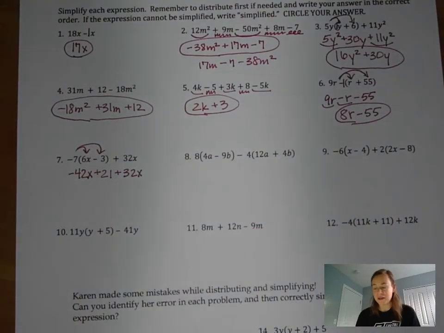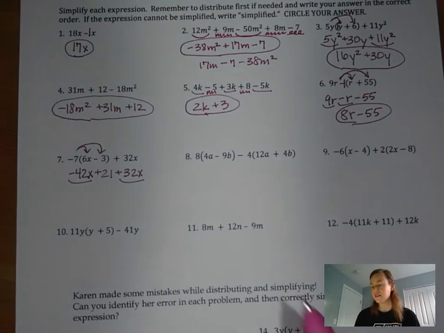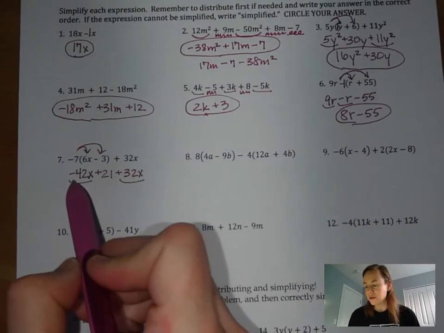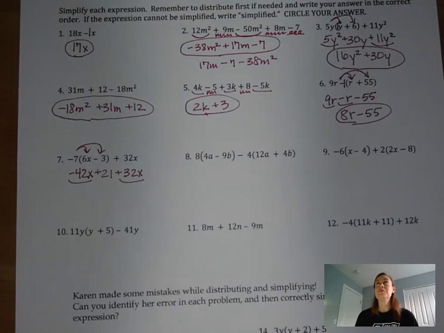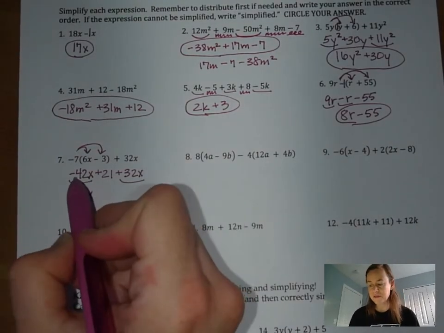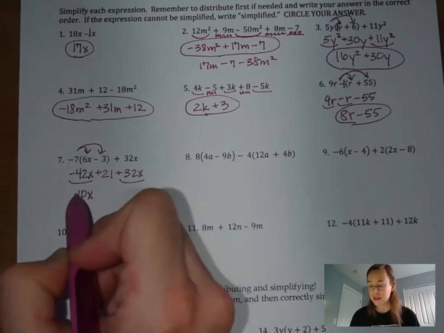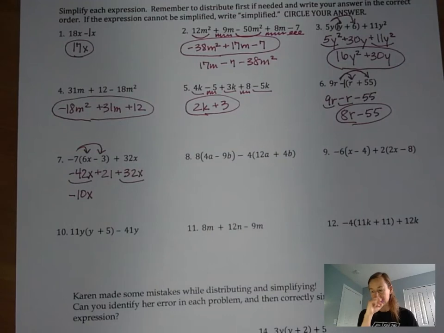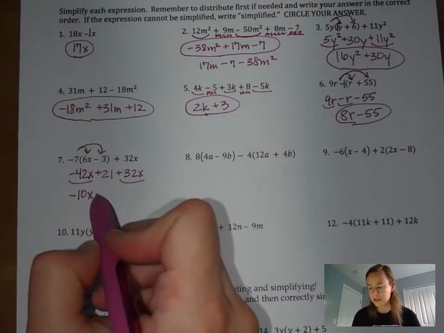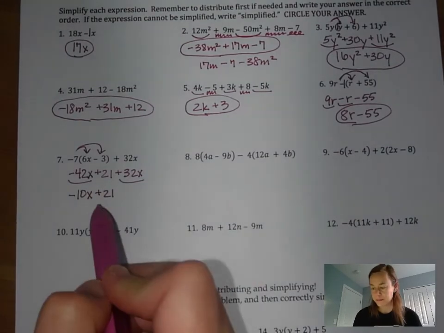Okay, now it's time to simplify. So we have a term with an x here and a term with an x here. So -42 plus 32. Let's see, they have different signs, so we need to subtract. 42 minus 32 is 10x. And taking the sign from the larger of the two numbers, that's going to be this one, and its sign is negative, so it's a -10. And now we just have that 21 to bring down. And that one is done.